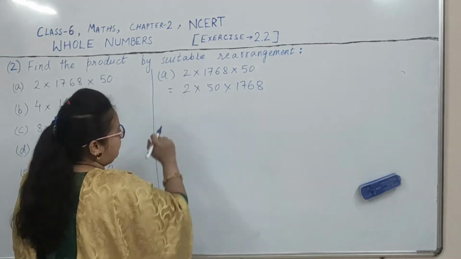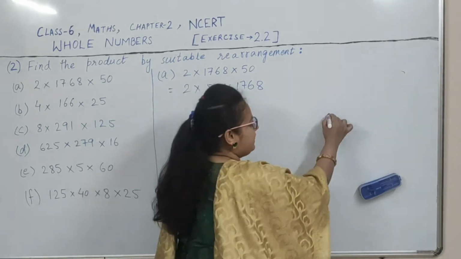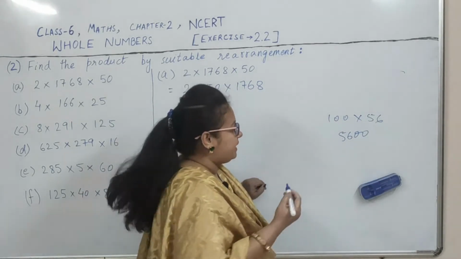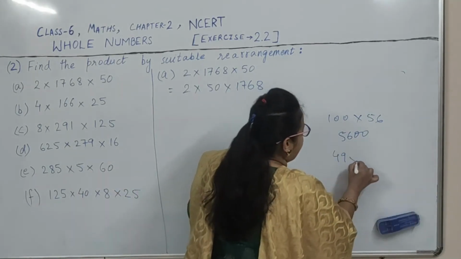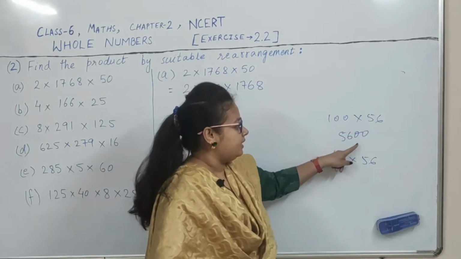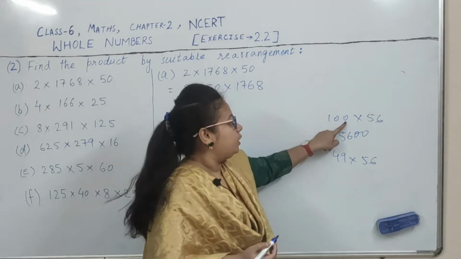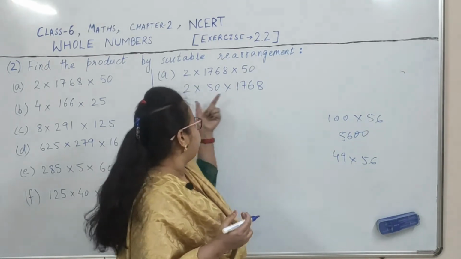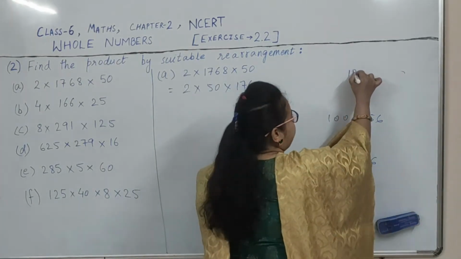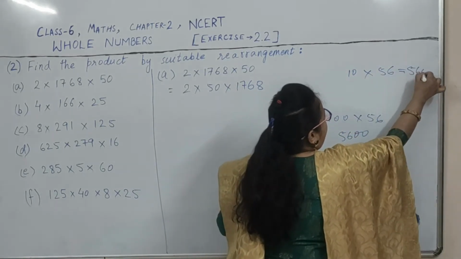We know that this is 100. Multiplying any number by 100 is easy. If I ask you to multiply 100 into 56, it is 5600. But if I tell you to multiply 49 into 56, you have to do the multiplication and then write it. But this multiplication is very easy; you directly write the answer. So what is our motive? To bring about a multiplication where the number becomes 0, 00. Whether it is multiplied by 10 or anything, it is easy.